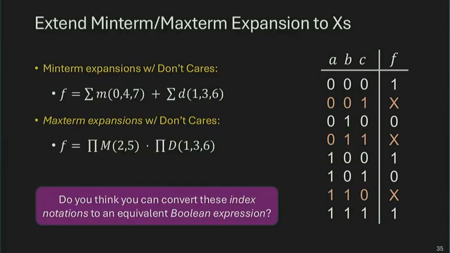And finally, there's just one last thing I want to bring to your attention, which is you can also represent those don't cares in this Minterm and Maxterm expansion by additionally including a summation of letter D representing don't cares, and then find out the indices of those don't cares. So that truth table and these expansions are equivalent.